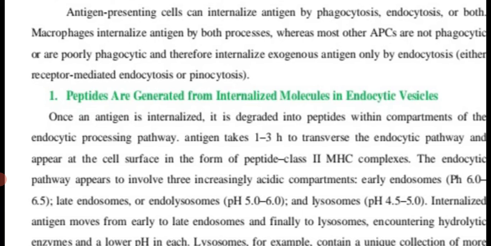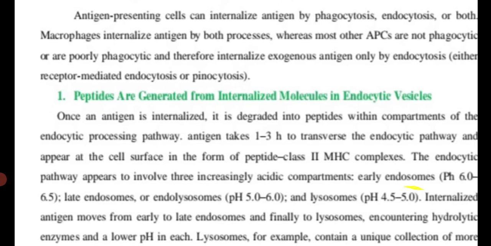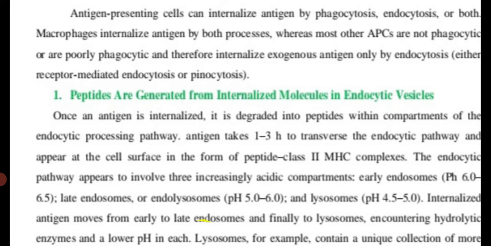The endocytic pathway appears to involve 3 increasingly acidic compartments: the early endosome having a pH 6 to 6.5, the late endosome or endolysosome having a pH 5 to 6, and the lysosome having a pH 4.5 to 5. These three are the vesicles. The internalized antigen moves from early to late endosomes and finally to a lysosome.